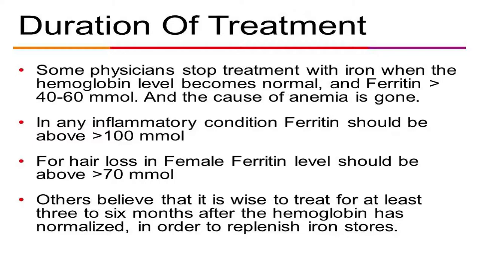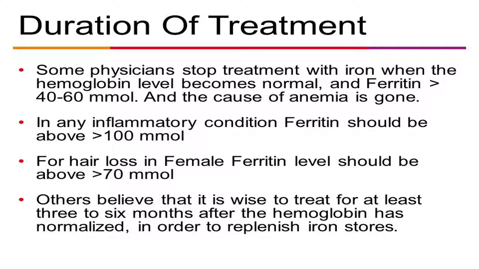So for the duration of treatment, we should follow up the patient every month for hemoglobin response. If we have a response and a normalization of the hemoglobin level, then we should check the ferritin. And of course, we don't stop at normalization, as I said, we go beyond. Beyond means up to 3 to 6 months after normalization.